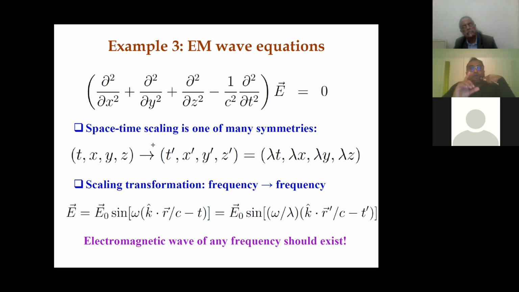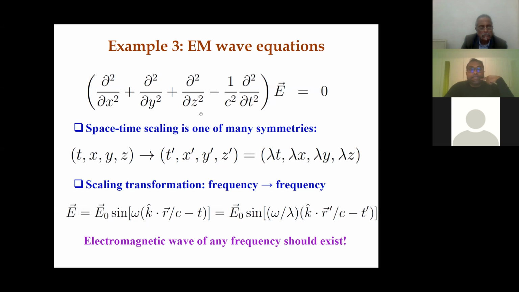But for now, let's look at one of them, which is scaling again, but of all time and space. So t, x, y, z goes to t prime, x prime, y prime, z prime, which we call lambda t, lambda x, lambda y, lambda z. You see that this must be a symmetry, because if lambda is non-zero, you just need to divide both sides by lambda squared, and then you have the same form of the equation, just x, y, z, t replaced by x prime, y prime, z prime, t prime. The form of the equation does not change. So it's a symmetry.